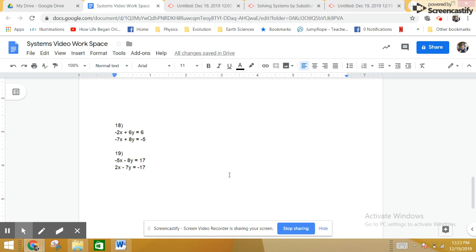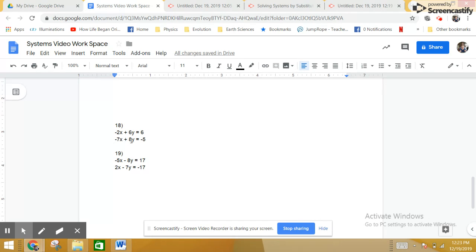I'm going to do numbers 18 and 19 from the worksheet. Number 19 I did in class, but I'm going to go ahead and do them again. So number 18 and 19 share the characteristic that none of the variables are isolated and all of the variables have some stuff around them, some coefficients that are not 1. So it makes it a little more complicated to isolate things.